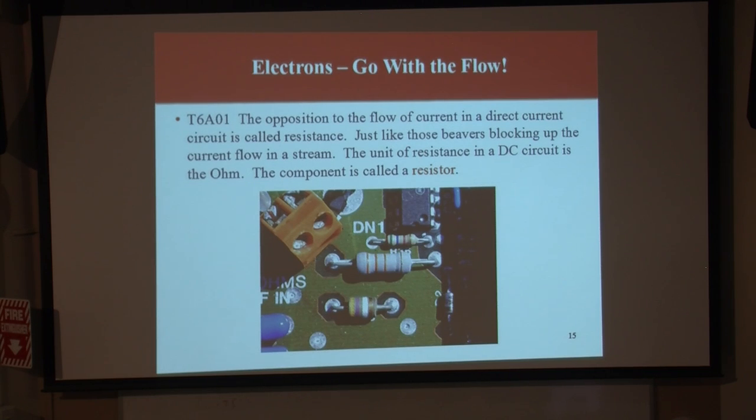The opposition to the flow of a current in a direct current circuit is called resistance, just like those beavers blocking up the current flow in a stream. The unit of resistance in DC current is the ohm. The component is called the resistor. All right, resistors. The one with all the stripes on it.